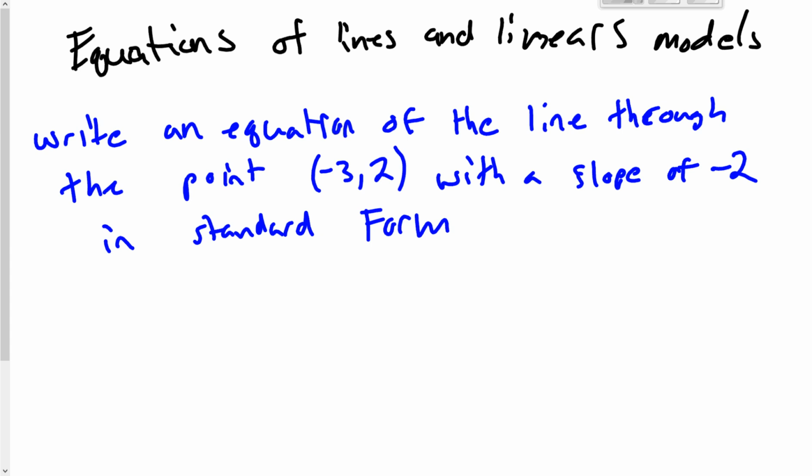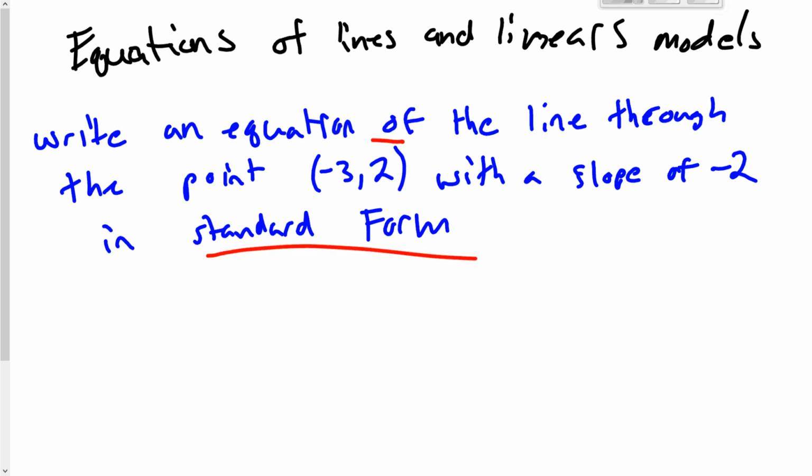We're going to be writing equations based on either a point and a slope, or 2 points, or knowing a point and another equation that's perpendicular or parallel. Okay, so here's the first problem. Here's the first sample. We want to write an equation of a line that passes through the point (-3, 2), with a slope of -2, in standard form. So that's a biggie that it's in standard form.